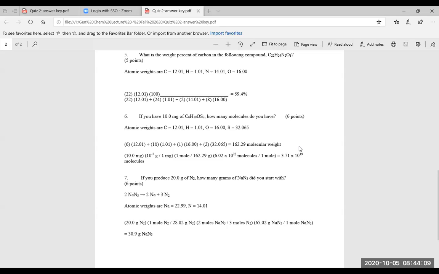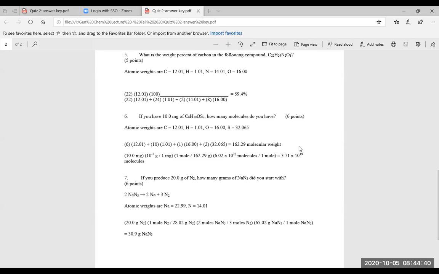The last question on the quiz, number 7, I'll just point out, was essentially one of the homework problems. The only difference was, I think I said it was 20 grams instead of 10 grams. So if it looked familiar, it's because you may have seen it if you did the homework. If you produce 20 grams of N2, how many grams of NaN3 did you start with?